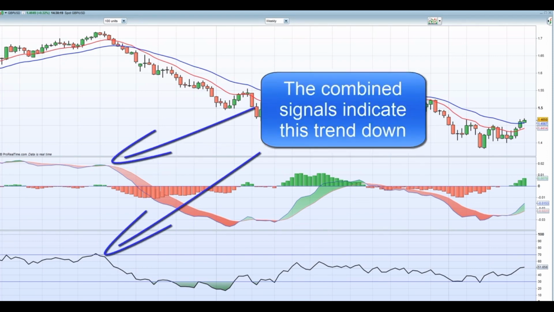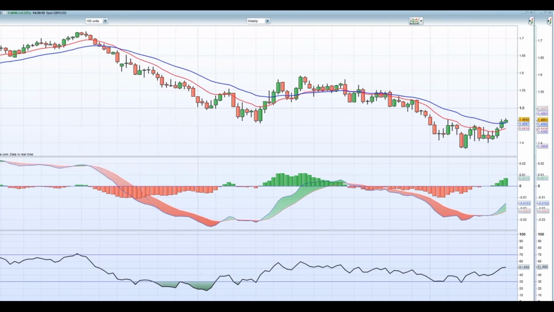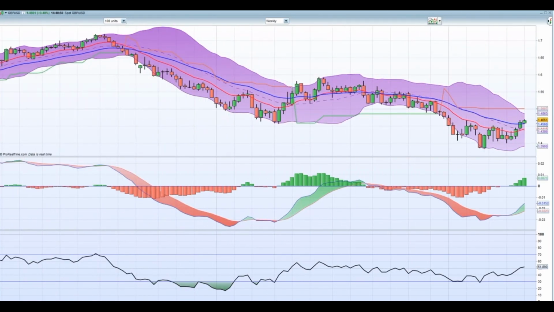A signal to enter this short trade could be waiting for the RSI to come back out of the overbought and also waiting for the MACD cross. We can see that those combined signals are an indication that captures this trend. You can also use the opposite signals to indicate when the momentum is coming out of the market and it's more likely to reverse and the market to retrace back up the opposite direction of our trade, and therefore is an exit signal.